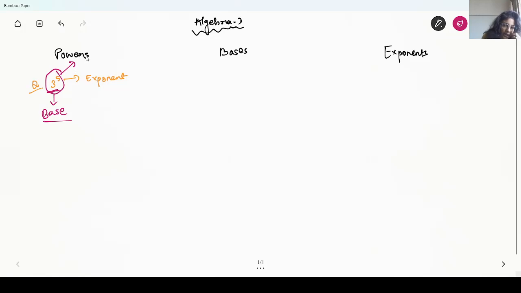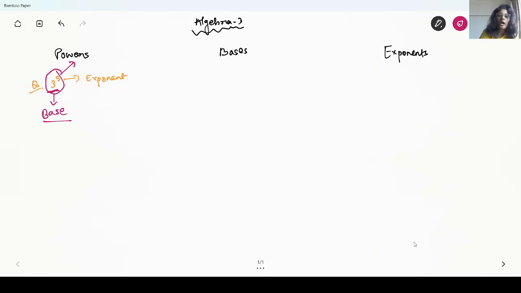Now, whenever you see these kinds of expressions, they are referred to as powers. The base is the number to which the exponent is raised, and the superscript is the exponent.